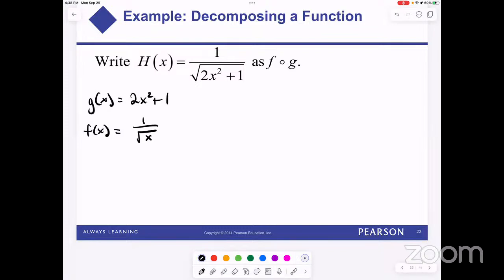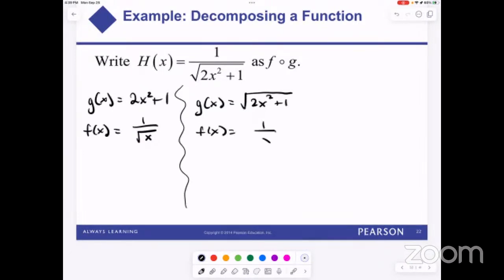Let's do another one. Okay, so then another possibility for G could be square root of 2x squared plus 1, like this. So if that's the case, then our F of x would have to be 1 over x, right? There are more, right? There's more that you can do. It's just you got to kind of think about it, and then just check if you did okay. If I said the second function inside the first function, does it work, right? So if we do F of G of x, will we get our desired result?